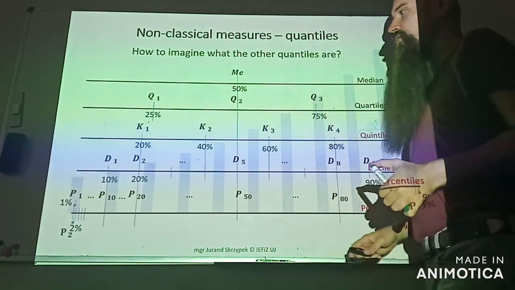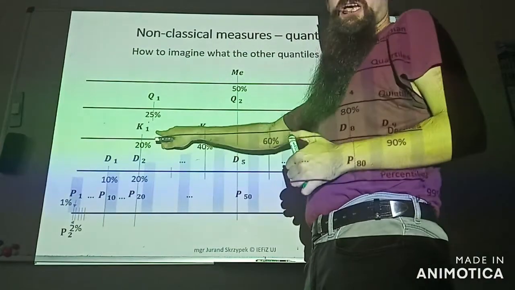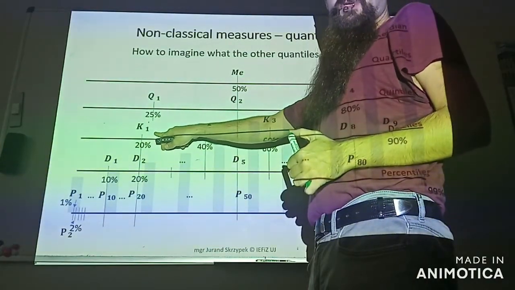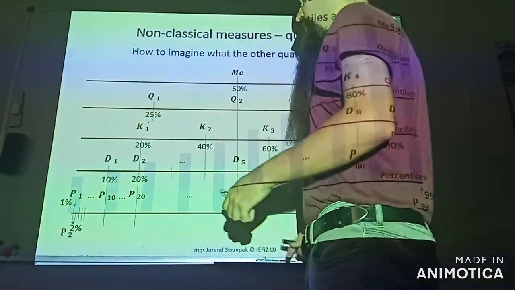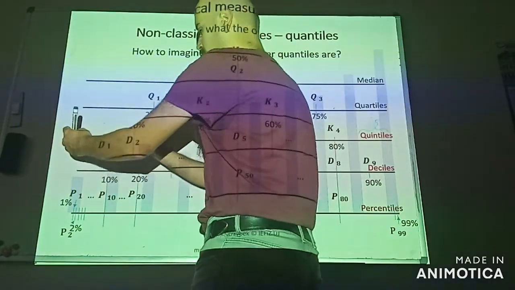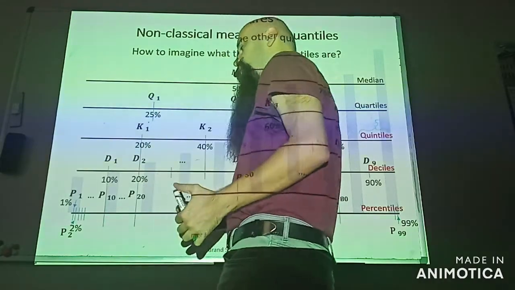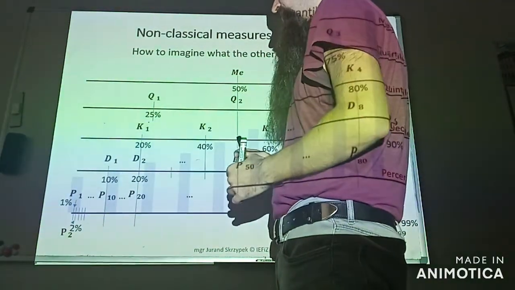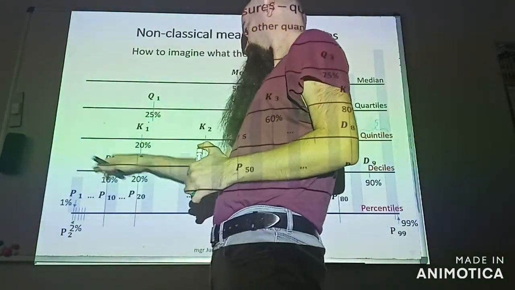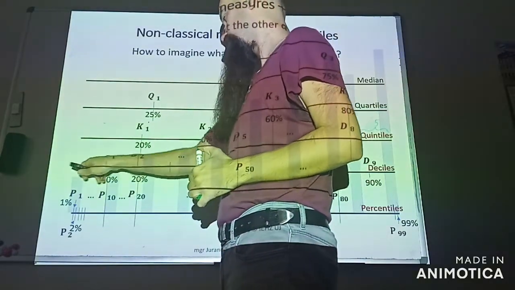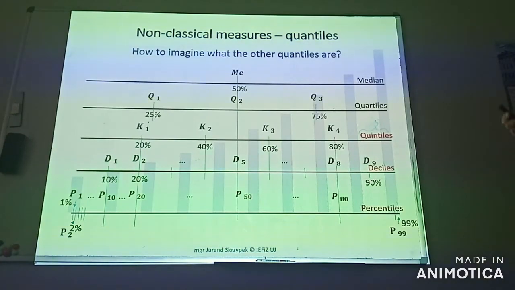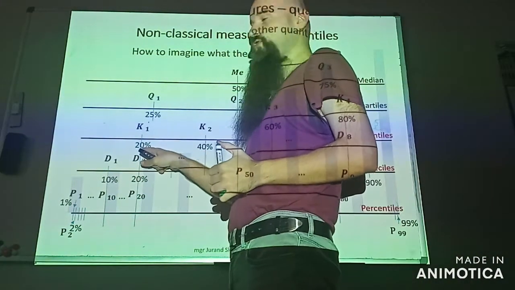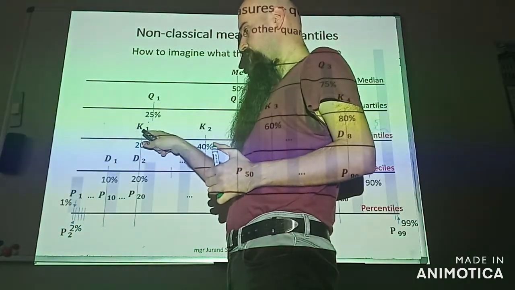The first quintile means 1/5, 20% of the population. The first quintile determines the first 20% of the lowest values, which are characterized by the variable value not greater than the first quintile.